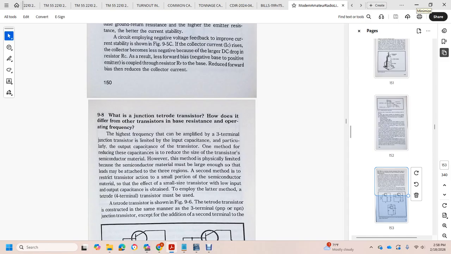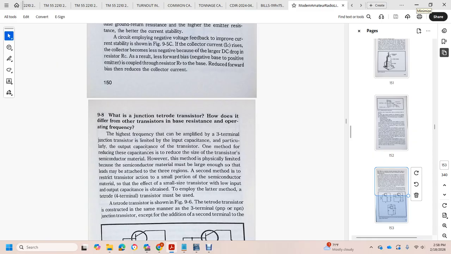One method of reducing the capacity is to reduce the size of the transistor semiconductor material. However, this method is physically limited, because the semiconductor material must be large enough to allow leads to be attached, for three reasons. A second method is to restrict the transistor action to a small portion of the semiconductor material, with a small size of the transistor and low input and output capacity. To employ the latter method, the tetrode transistor must be used.